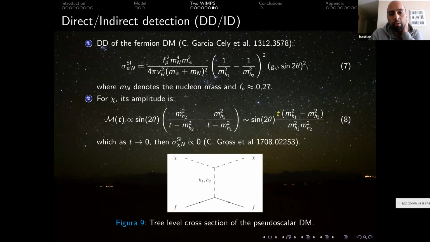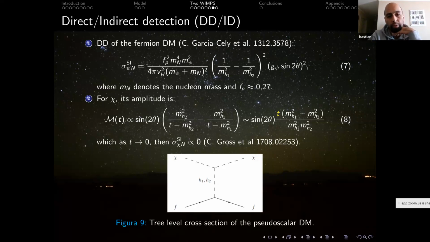Here you see the cross section for the fermion. It takes this form because you have this factor, for instance, coming from the t-channel mediated by the two Higgses, proportional to the mixing angle. But it turns out that this cross section is too strong in this particular model.